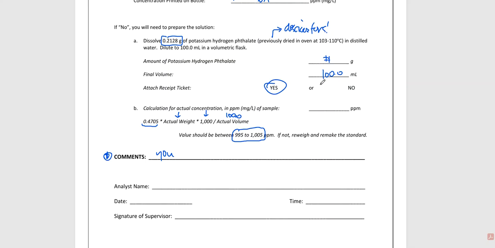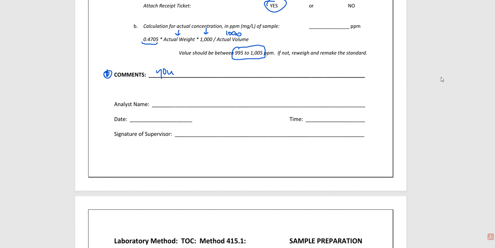Next up is the analyst name. The analyst name you would want to print or sign to say, listen, I did this. I'm signing off on it. This is legitimate. And then it says give me a date, so you're going to write the date here. And then it says give me the time that you did it, so you're going to write the time there. And then the signature of the supervisor.